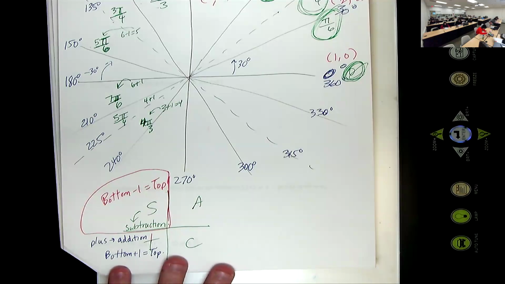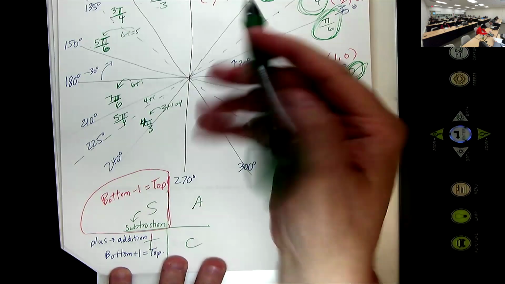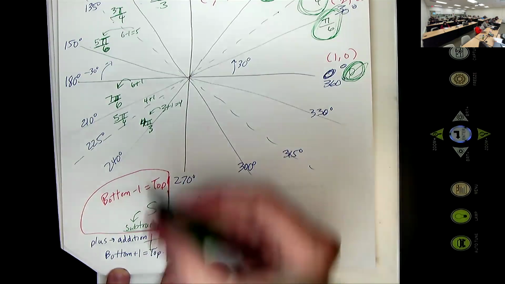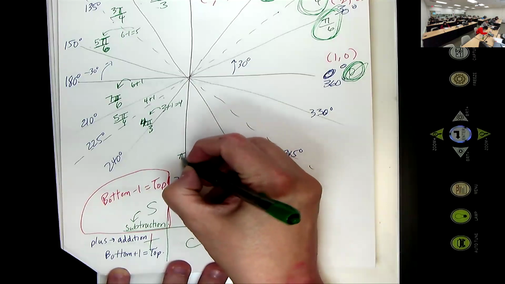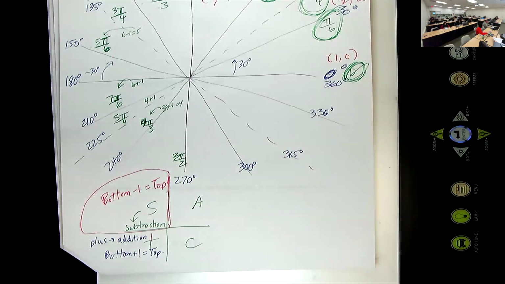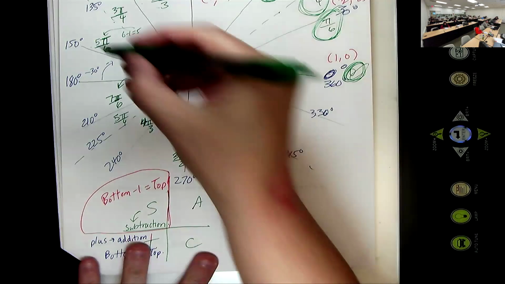I didn't do the 180. I'll do the x-axis and y-axis last. That's kind of the easiest thing to do. This method works down here. If I put pi over 2 here, I add 1 to the bottom, I get 3 pi over 2. Just doesn't work at 180. 180 is pi.